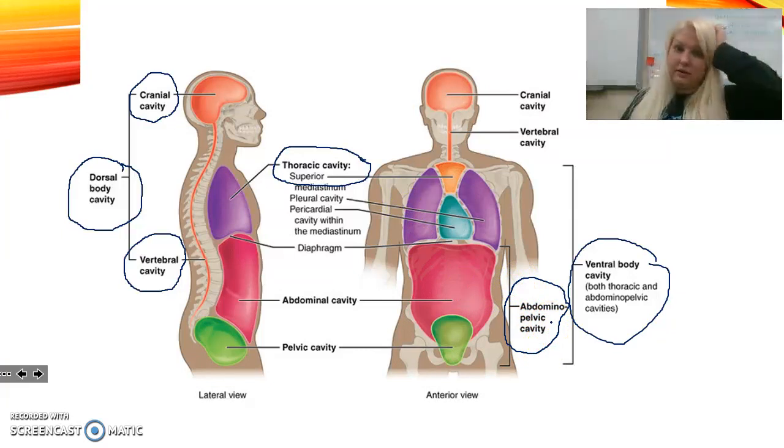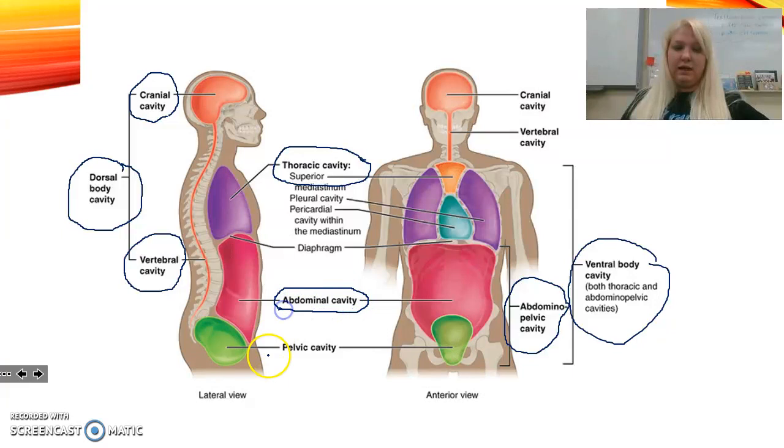In the abdominopelvic cavity, we get even a little bit more complex. We actually break down into two other subdivisions. We break it down into the abdominal cavity right here, which is in the pink, and the pelvic cavity, which is in the green. So the abdominopelvic cavity further divides into abdominal and pelvic. The abdominal cavity is going to be all of your digestive organs: stomach, intestines, liver, spleen, gallbladder. All of those are going to be found there. And then in the pelvic cavity, you're going to find your urinary bladder, and all of your reproductive organs are going to be found in the pelvic.